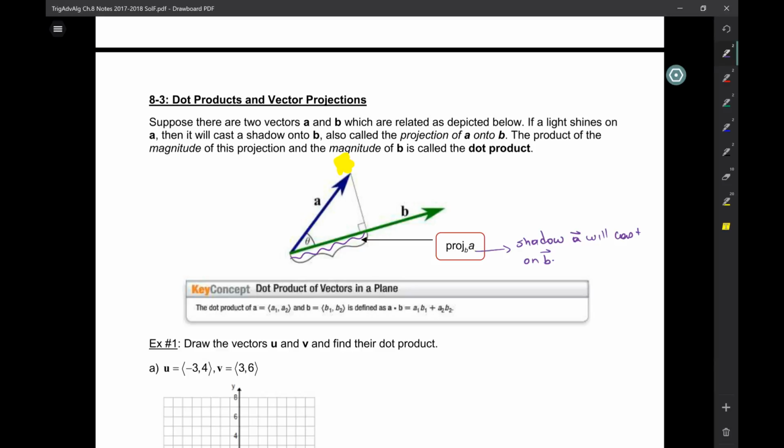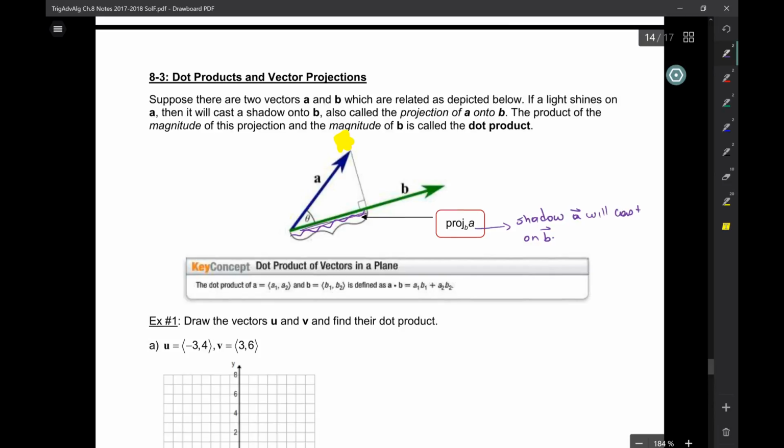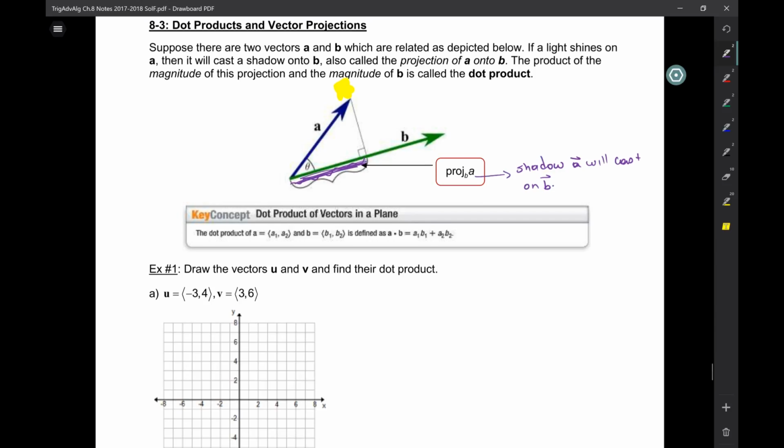Now, if I take that projection, that length of the shadow, and I multiply it with how long the green vector is, I get the dot product, okay? So the dot product is the length of the shadow times the length of B. All right? So that's what a dot product is.